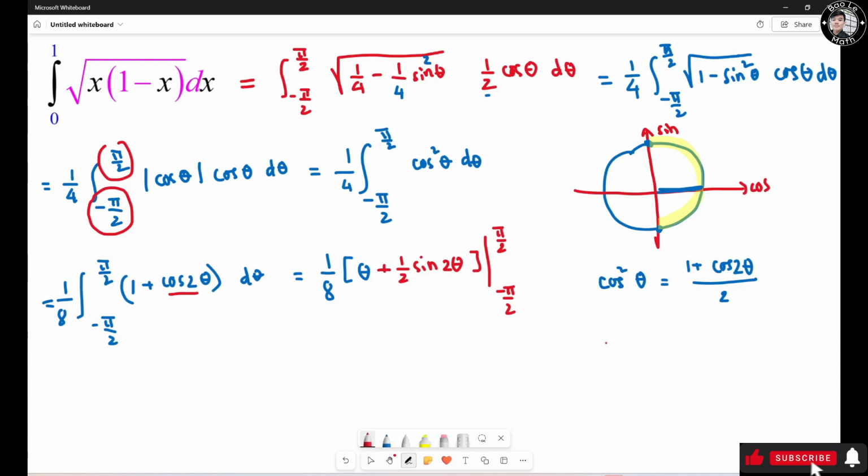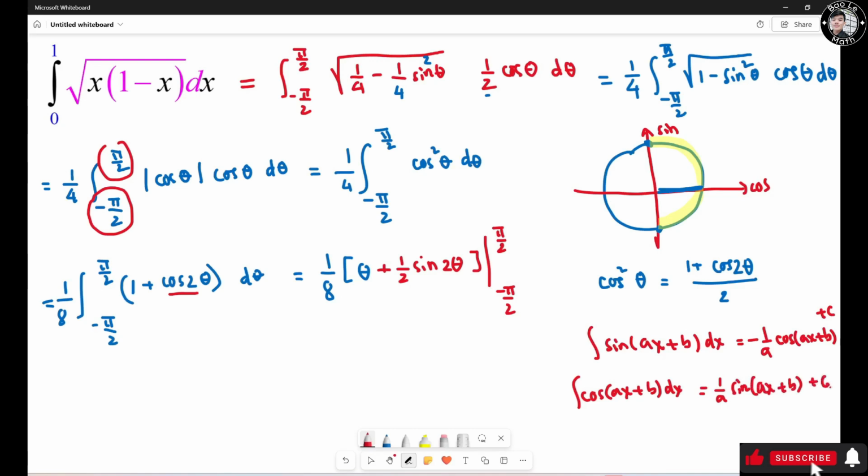Right? Recall, when you take the antiderivative of sine of ax plus b dx, it's going to be negative 1 over a cosine of ax plus b plus c, right? If you have the antiderivative of cosine of ax plus b dx, it turns out to be 1 over a sine of ax plus b plus c. So keep that in mind.